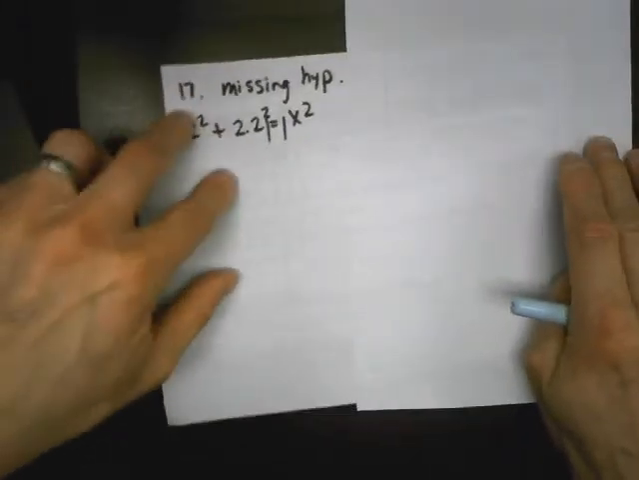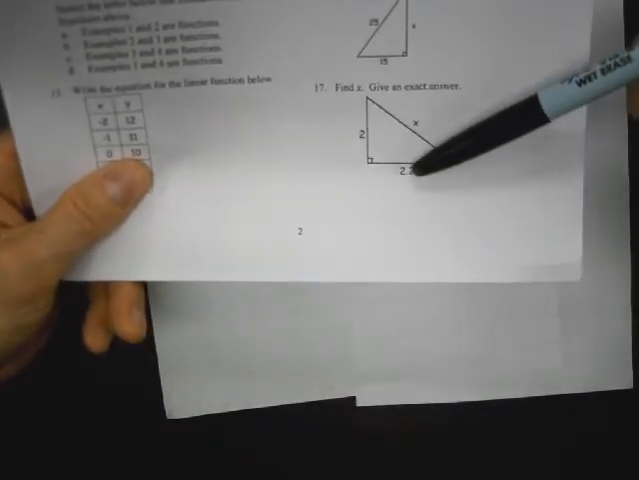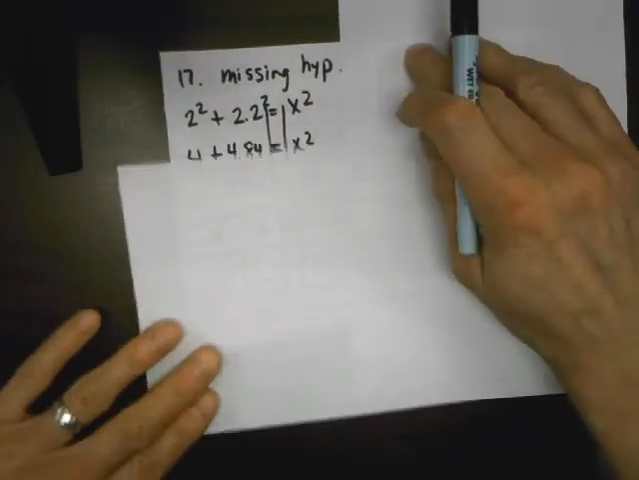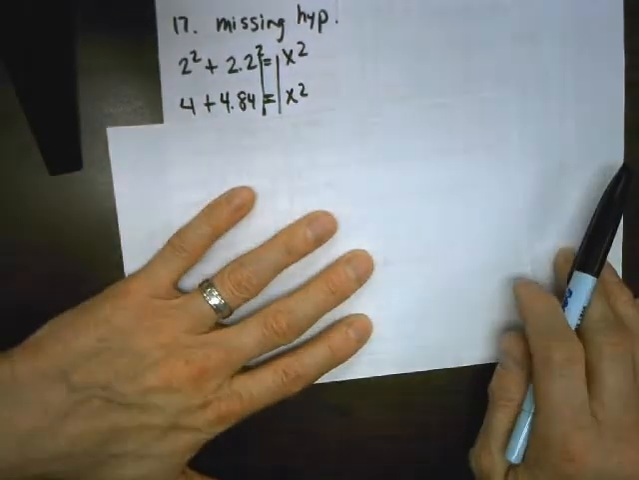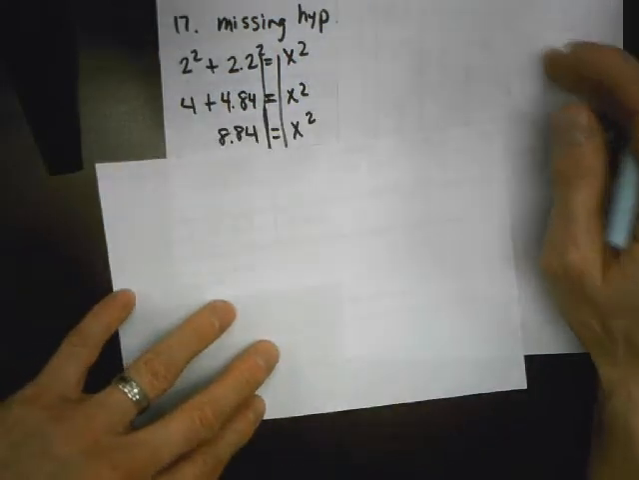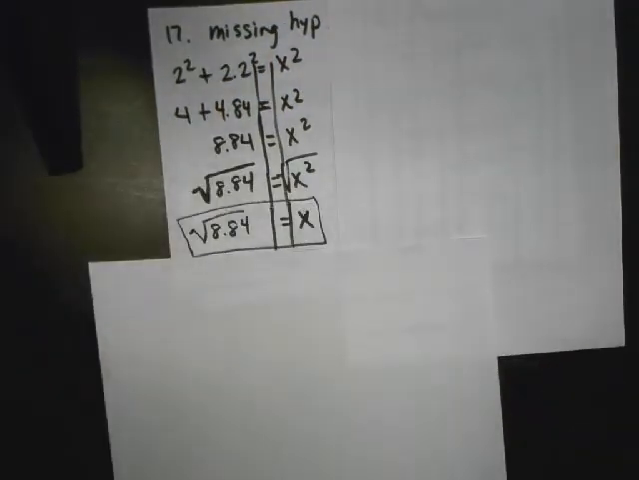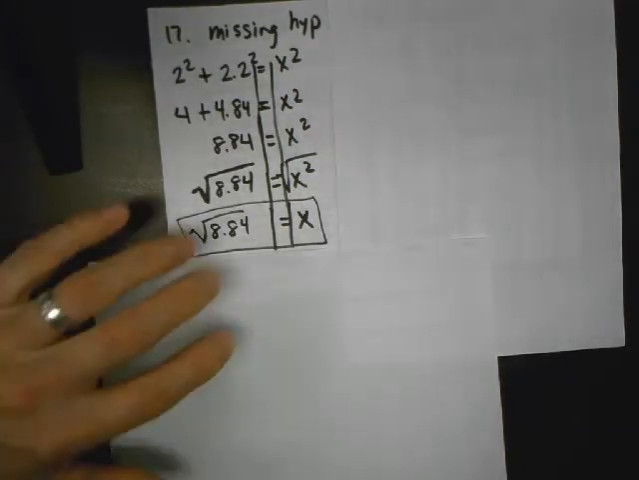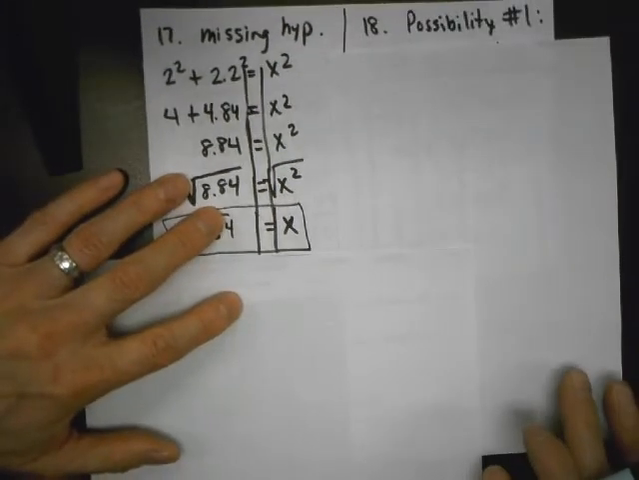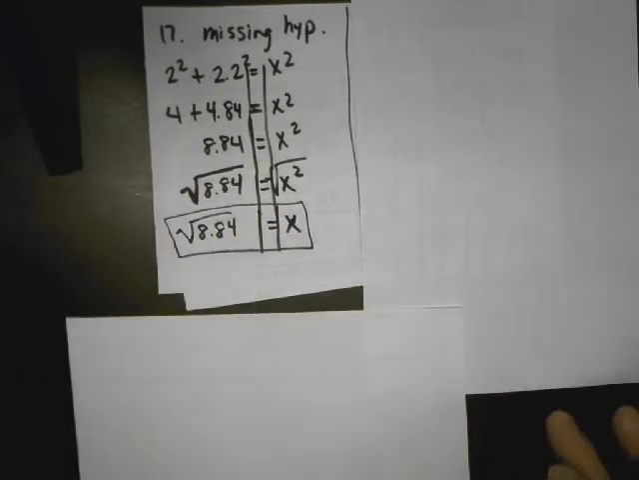So problem number 17, again, we have a right triangle, and we're going to find x. It's a right triangle, so I'm going to go leg squared plus leg squared equals hypotenuse squared. And 2 times 2 is 4, and 2.2 times 2.2 is 4.84. Add those two together. And when I take the square root of that, that's not a perfect square, so that's just it right there. We don't have to estimate that, giving an exact answer. So, let's see, next problem.